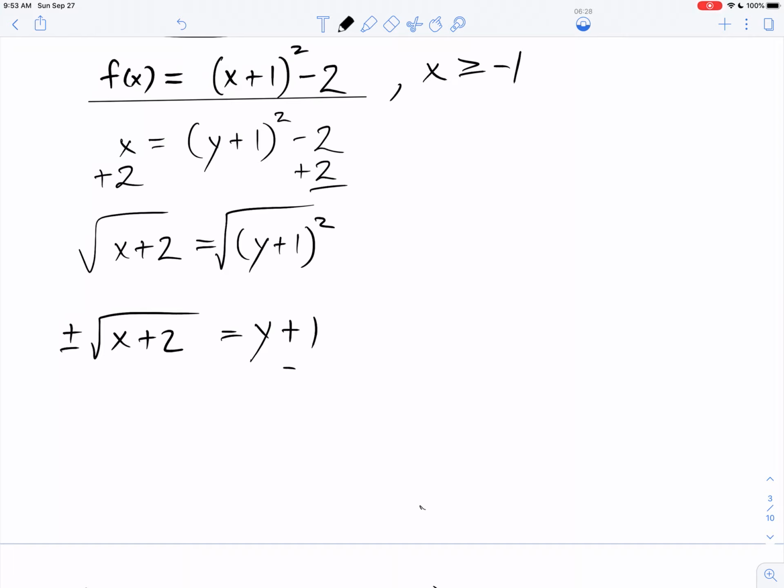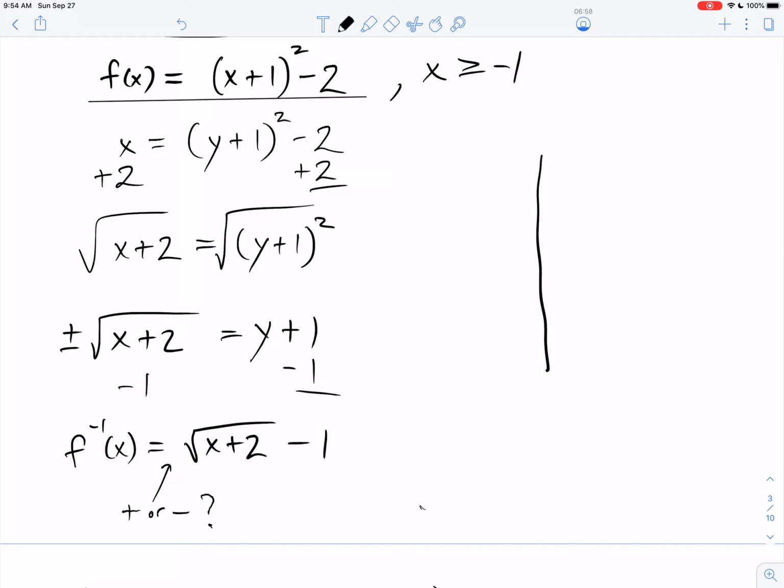Then when I finish off my algebra down here, I'm going to call this result f inverse x equals the square root of x plus 2, minus 1. I'd still have to make a decision on, is this thing right here going to be a plus or a minus? And this is where the actual graph helped you see that relationship. So I wanted to go through this before we start doing logs and exponentials.